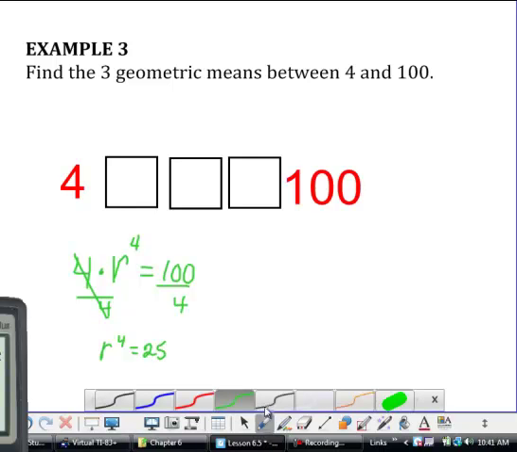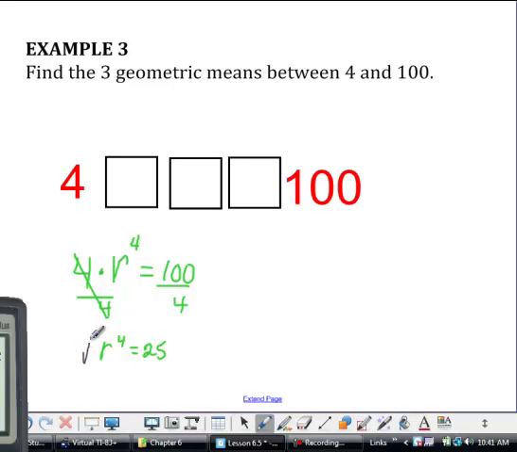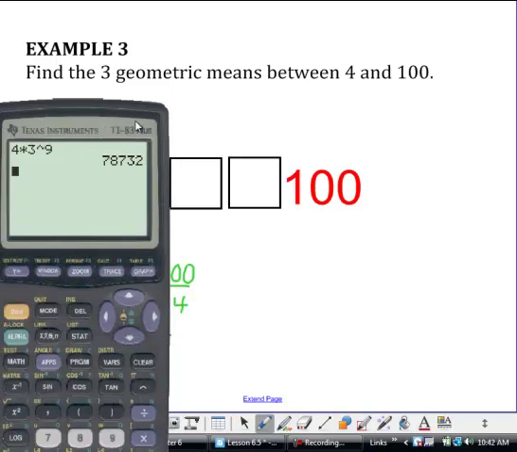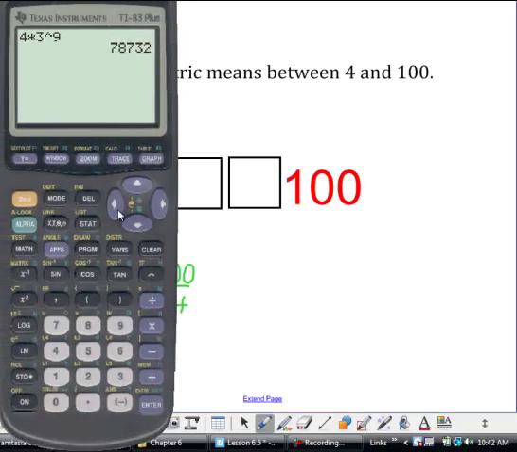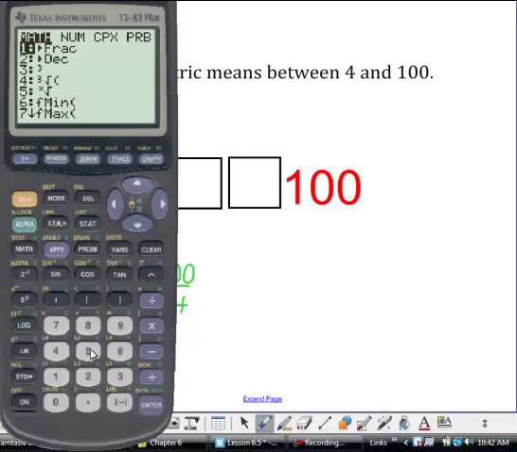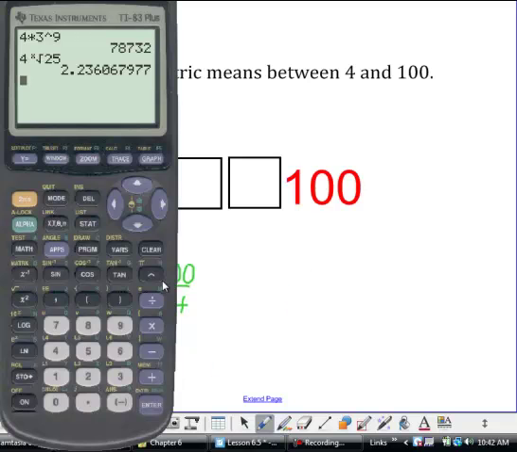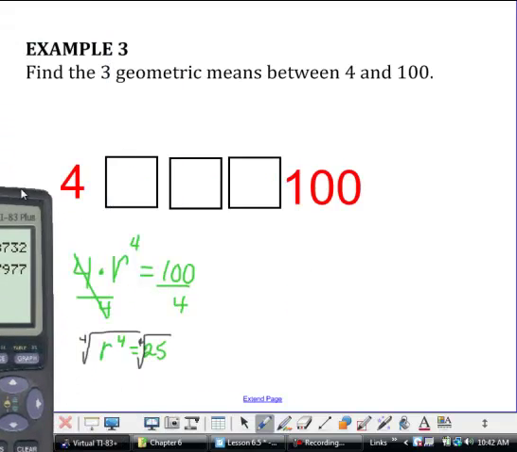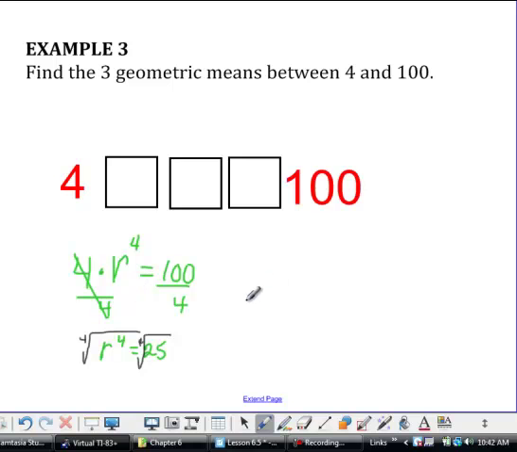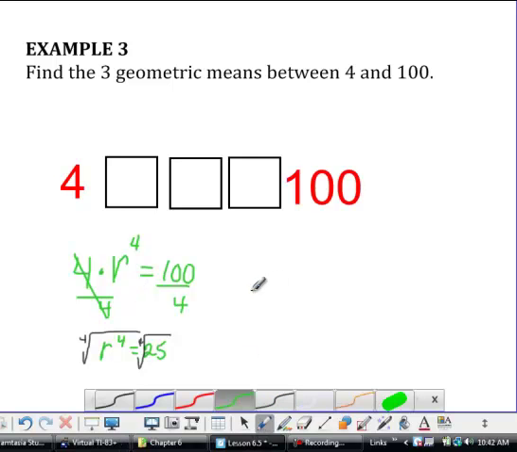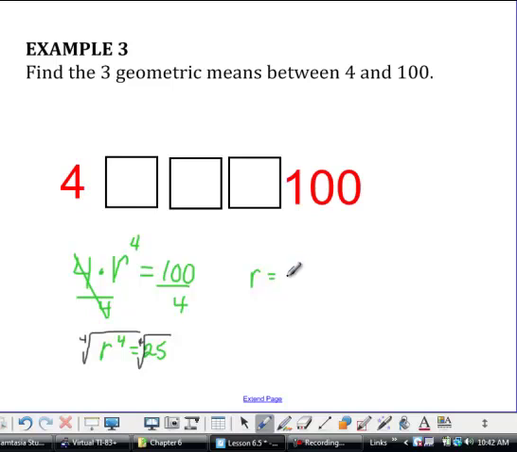How do I undo a 4th power? I 4th root it. And do not reach for your calculator on this. Because if you reach for your calculator, here, let me do it for you. And I want to take the 4th root of 25. I get an ugly answer. I don't want ugly decimals. I want exact. So, r ends up being the 4th root of 25.